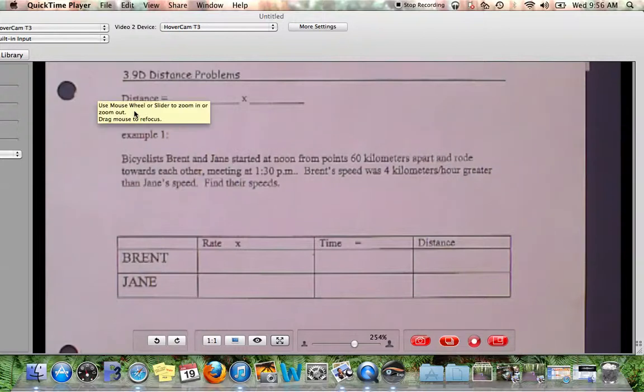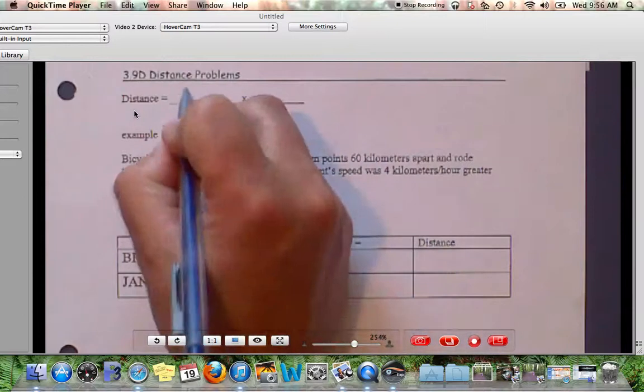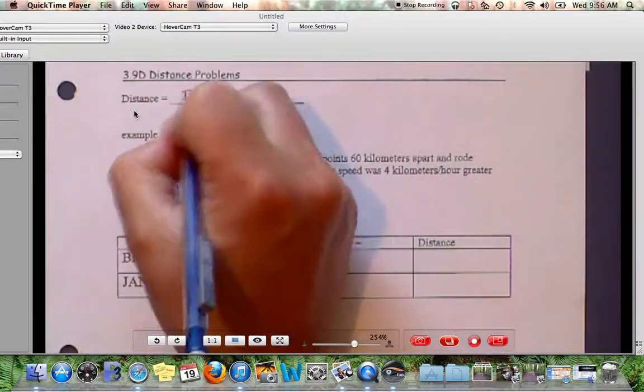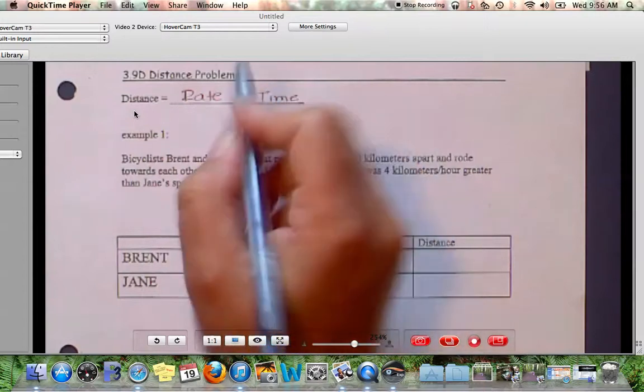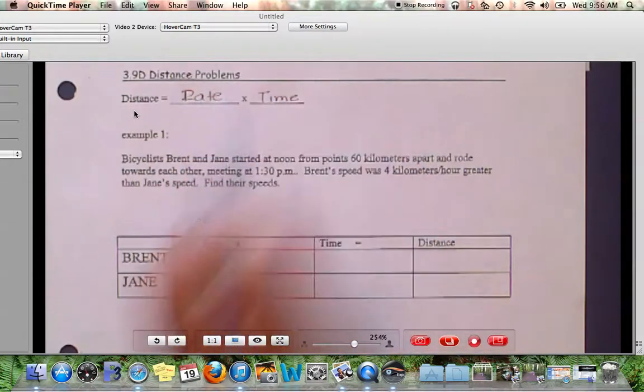Another type of word problem that uses a chart to be more helpful are distance problems. Now, we have learned in previous years, or in science, or in previous math problems, that if we want to find the distance, we multiply the rate times the time. So how fast you're going and for how long are you going.